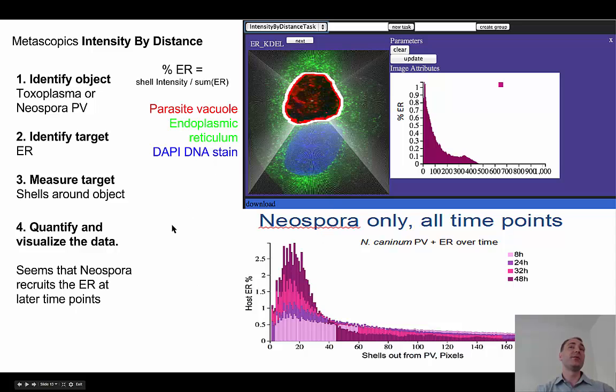Again, these graphs are created by Metascopics, and the images you're seeing here are really pre-alpha Metascopics, but hopefully we can be applying this to more data sets soon, and if you would like to see if it could work with your data, I'd be happy to show the program to you.